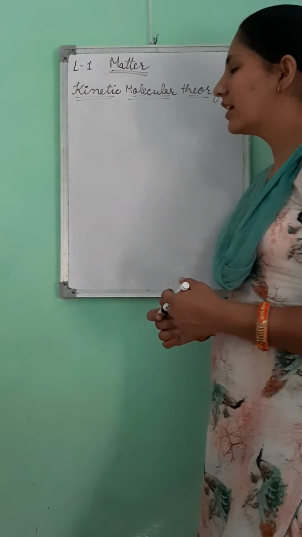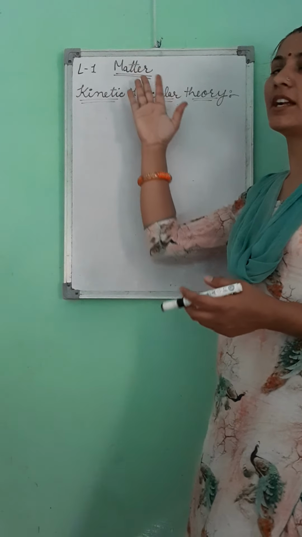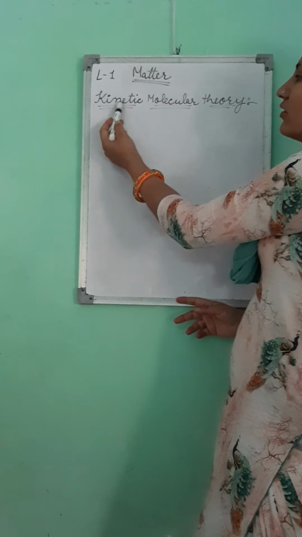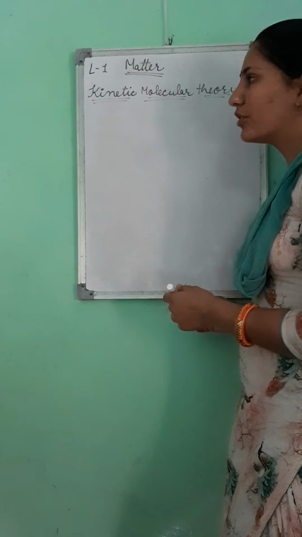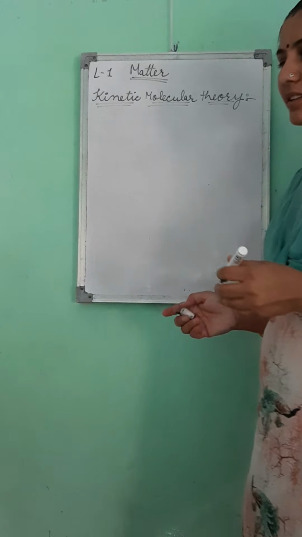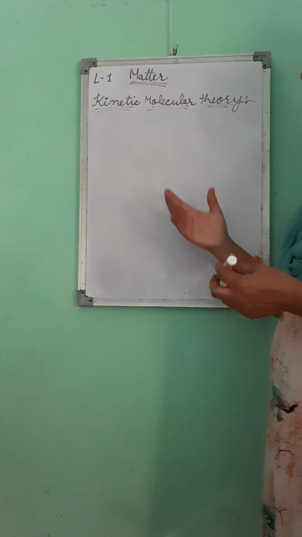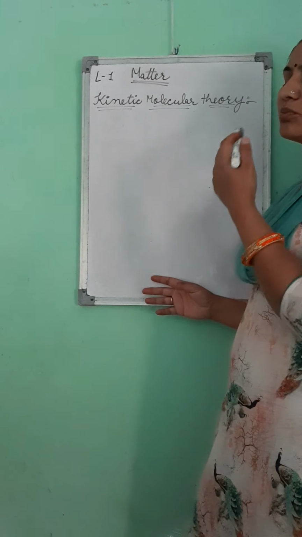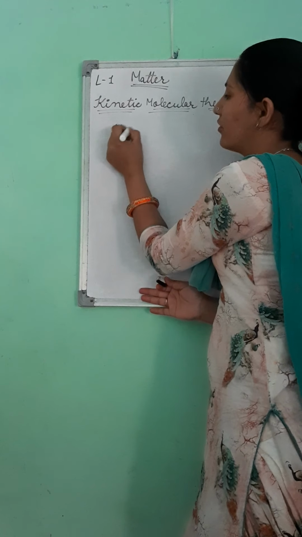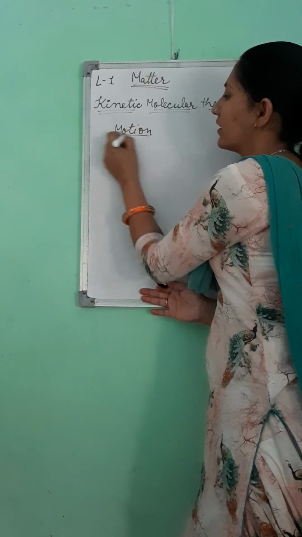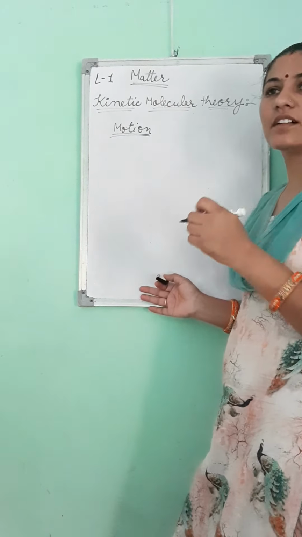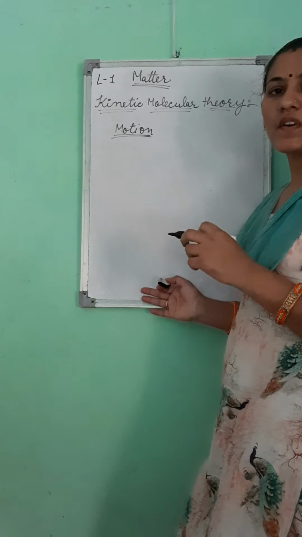Hello everyone. In the last class we discussed matter and the states of matter, and in this class we will discuss the kinetic molecular theory of matter. In kinetic molecular theory we discuss the motion of the particles of matter. You know, matter is made up of tiny particles and every particle is continuously moving.